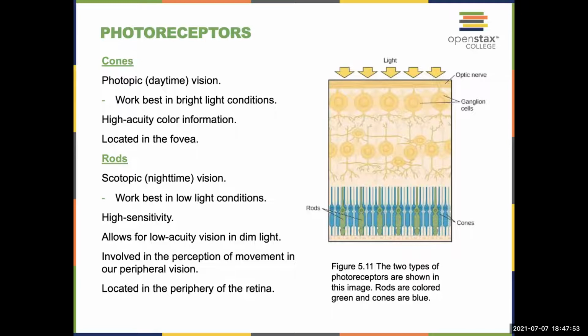And then your rods, which are for your nighttime vision, right? And the technical term is scotopic, right? So scotopic vision is nighttime vision. And that's what you use in low light conditions. And they are highly sensitive, but it allows for low acuity vision in dim light. It's also involved in perception of movement with our peripheral vision, right? And it's located mainly in the periphery of the retina, right? So they are centered in different parts of the retina because of what they do.